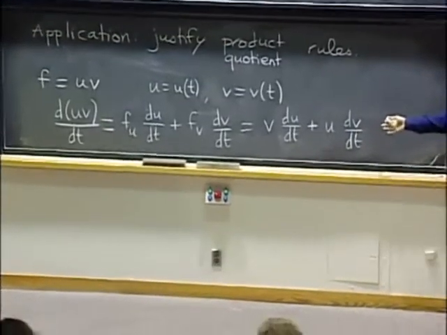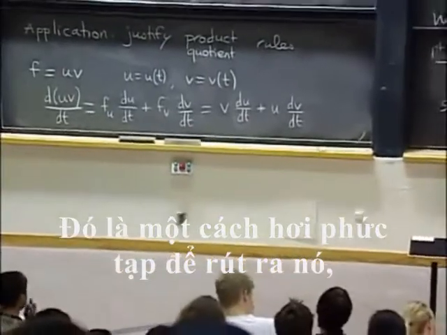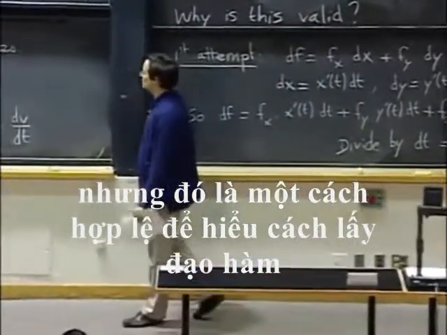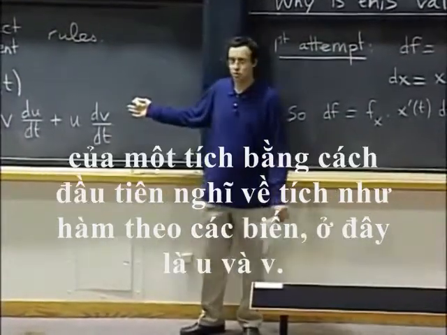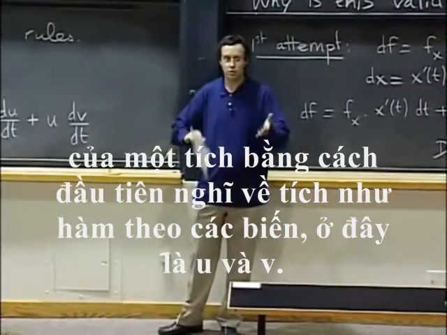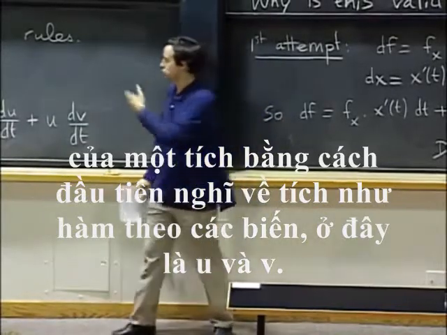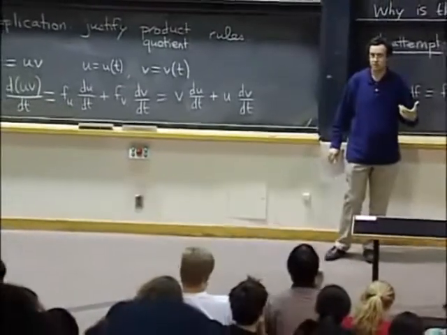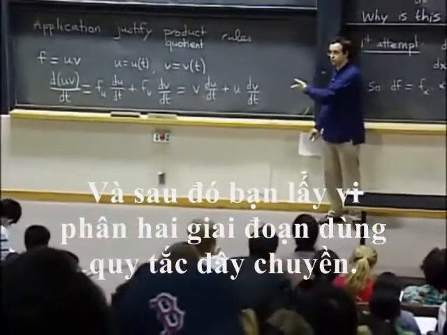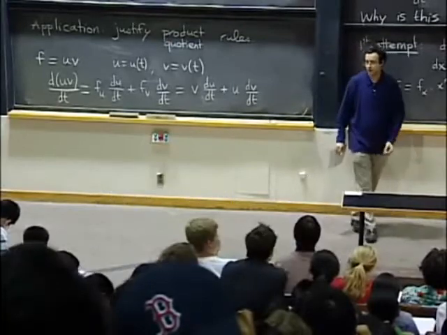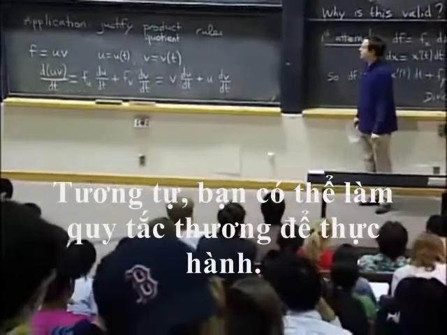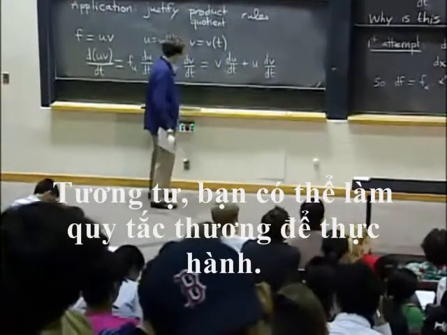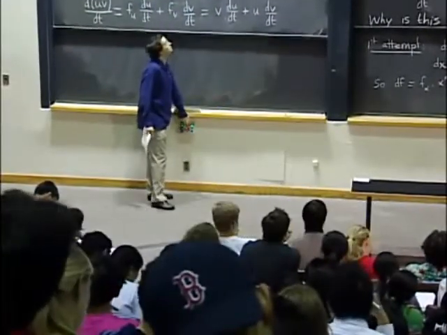Okay? That's a slightly complicated way of deriving it, but that's a valid way of understanding how to take the derivative of a product by thinking of the product first as a function of two variables, which are u and v, and then saying, oh, but u and v were actually functions of a variable t. And then you do the differentiation in two stages using the chain rule. Okay, similarly, you can do the quotient rule. Actually, let's do it just for practice.